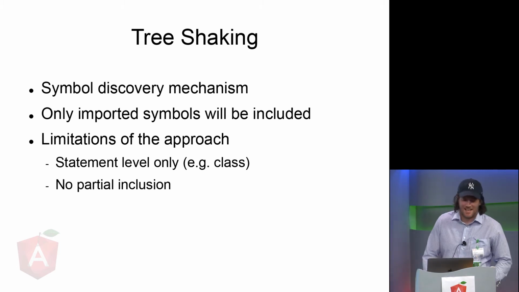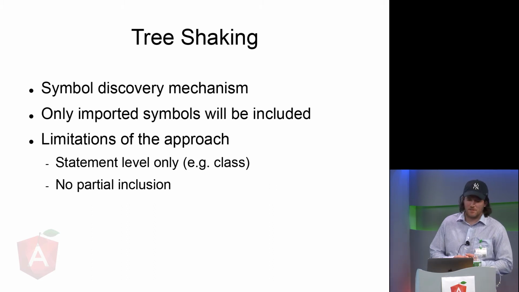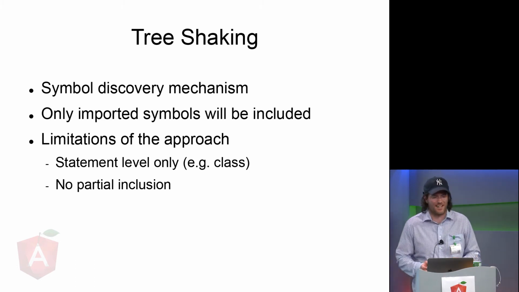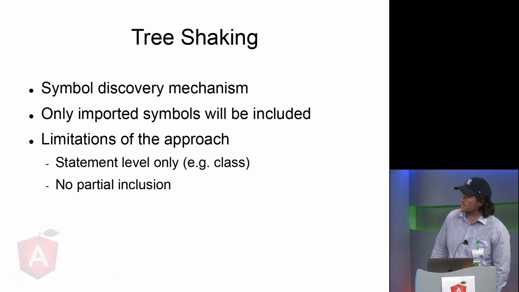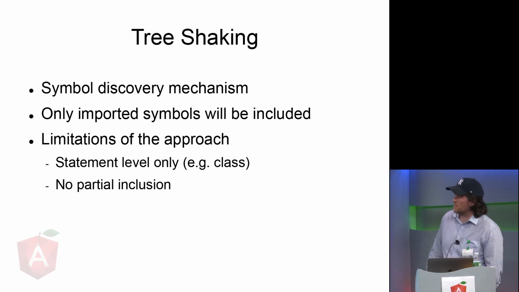But this whole idea of tree shaking was introduced at the beginning of when Angular 2 became popular, and I think a lot of people misunderstood and had too high hopes of this approach, because it's not as intelligent as people might think. One of the downsides is that it's limited to the statement level, and a statement in your app can be a class or a standalone function or a variable. So you cannot do a partial inclusion of a class.